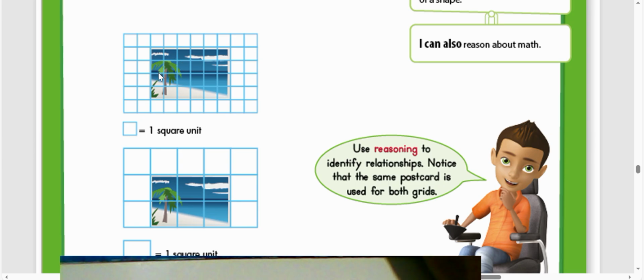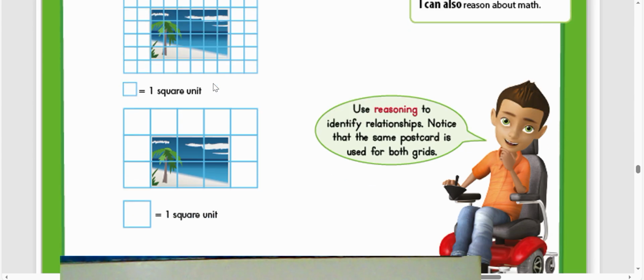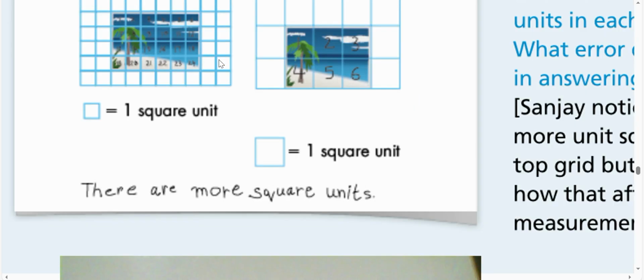Like this: 1, 2, 3, 4. 1, 2, 3, 4, 5, 6. 4 times 6 is 24. 24 square units. And here we can count 1, 2, 3, 4, 5, 6. We have 6 square units. Then you can count all the units which the shape contains. You can count like this. We have 6 square units, and here there will be 24 square units. There are more square units here. They are not equal, okay?